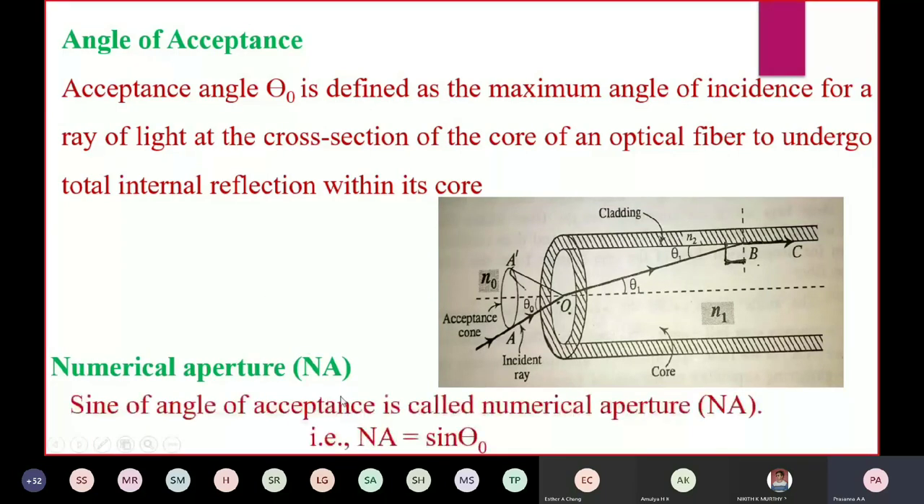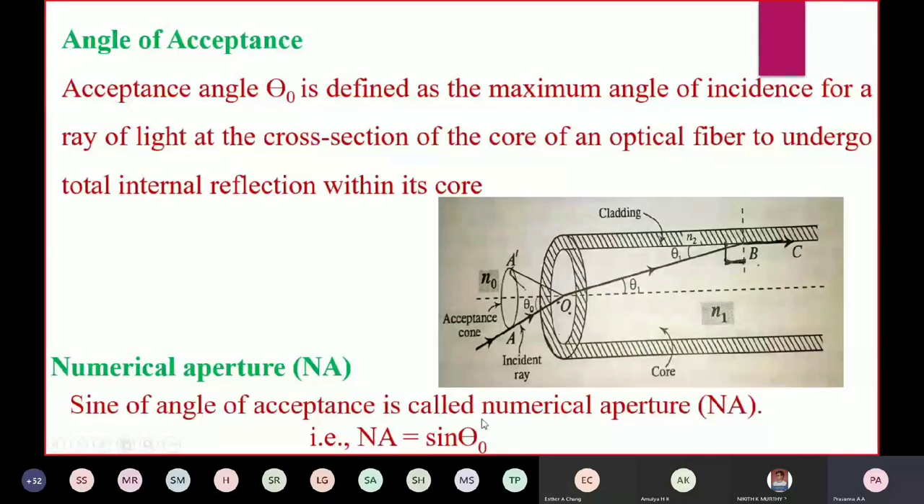It is actually a measure of the ability of an optical fiber of supporting the light ray to undergo total internal reflection and to guide those light waves by the optical fiber. So now I have defined two terms. Theta naught, the acceptance angle, is the maximum angle of incidence for a light ray at the cross section of the core such that its refracted ray undergoes total internal reflection at the core-clad interface. And numerical aperture is the sine of the angle of acceptance, sin theta naught.